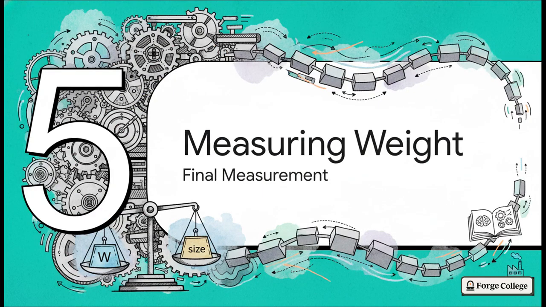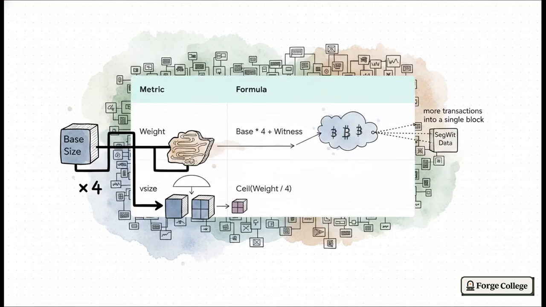Section 5, measuring weight and size, the final measurement. So we just proved the security benefit against malleability, right? Now let's prove the network throughput benefit. We need to look at how transaction weight is calculated. The formula for weight is the base size multiplied by 4 plus the witness size. Then, the virtual size, or vsize, is just the ceiling of that total weight divided by 4.